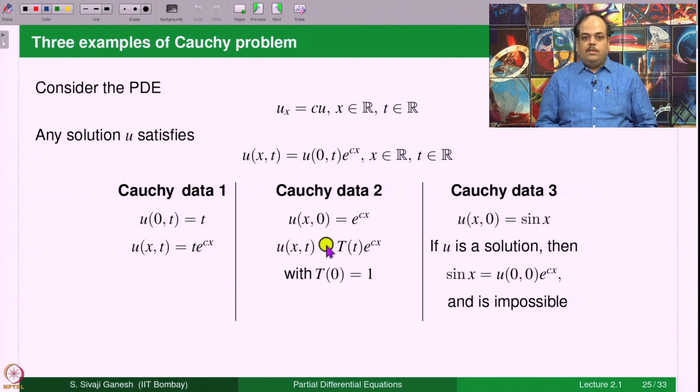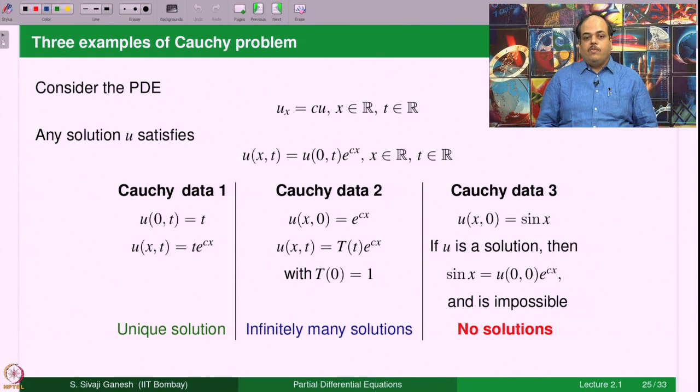In the second case, u(x,0), that is t equal to 0, is u(0,0) times e power cx, but u(0,0) must be 1. Therefore, any function of t such that its value at 0 is 1 will do our job. It will be a solution: phi(t) e power cx is a solution whenever phi(0) equal to 1. In the third case, if u is a solution, then sin x must be a multiple of e power cx, that is impossible because sin x and e power cx are always linearly independent as functions on any interval that you consider. So, the message is that Cauchy data 1 gives a unique solution, Cauchy data 2 gives infinitely many solutions, and for Cauchy data 3 there are no solutions. So, three possibilities have been exhibited here.